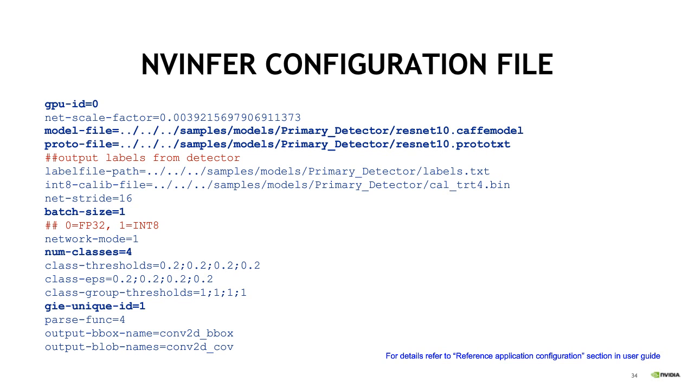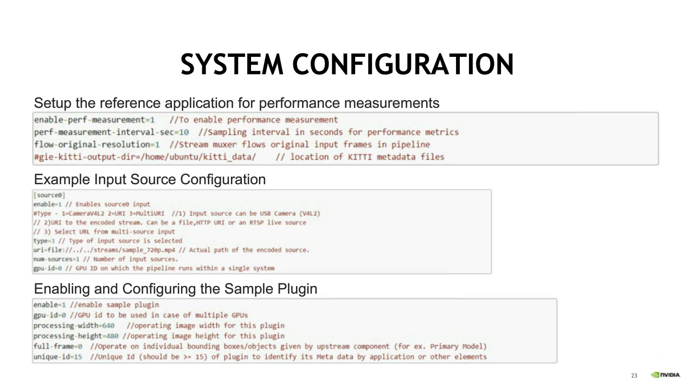Here are some examples of the configuration text file that sets up the system. The top portion shows how to enable performance measurement and some of its parameters, such as how often to sample. The middle portion is how to configure the source of each input, whether it's a USB camera, IP camera, or from a video file. The bottom portion shows the enabling of a sample plugin along with the configuration parameters, such as operating resolution.